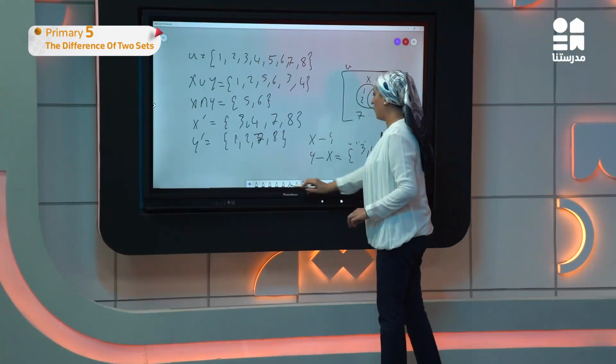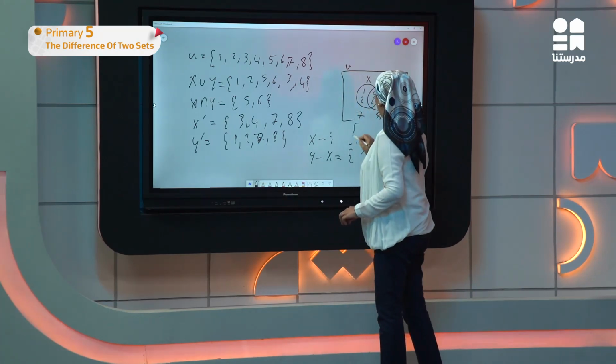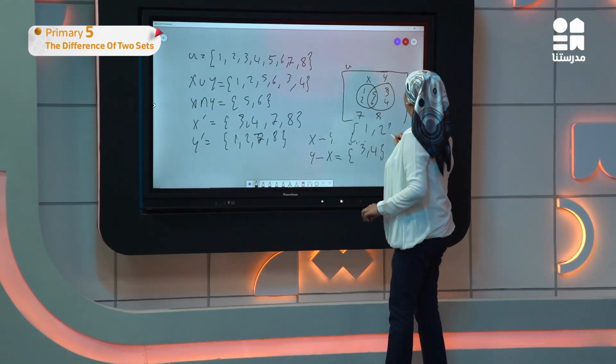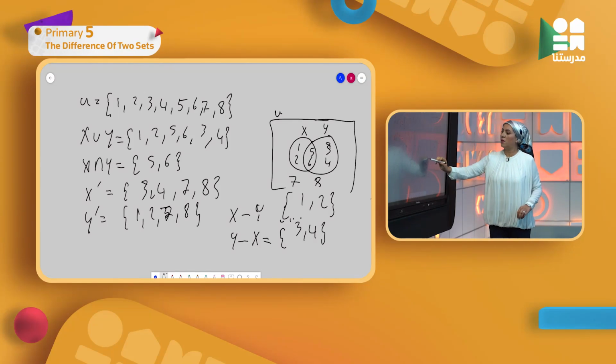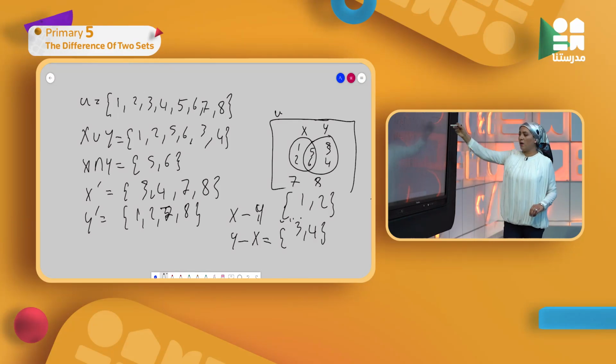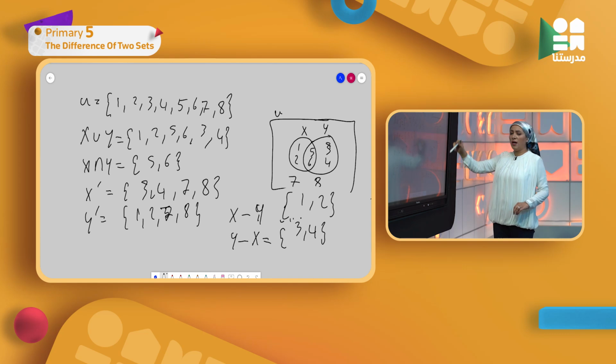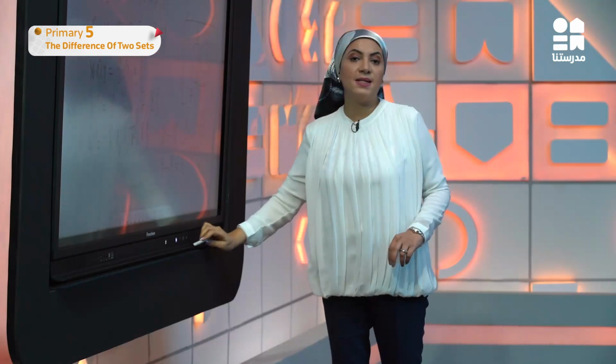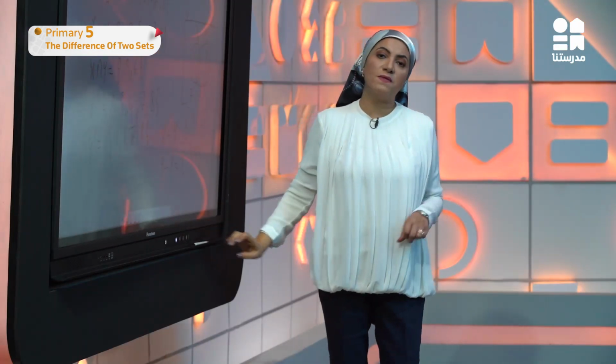Okay, so it will be like that, 1 and 2. X complement y are the elements in x which are not in y, and y complement x are the elements in y and are not in x. That's it for this example. Let's go back and finish our work.